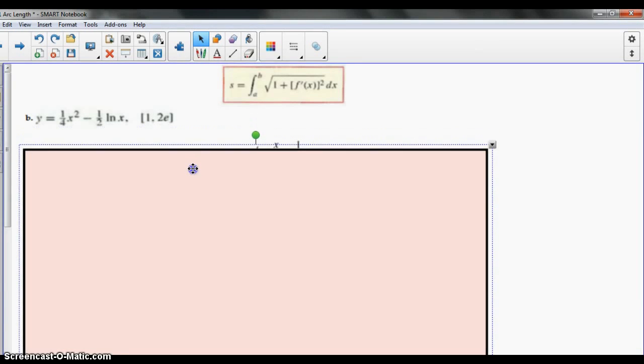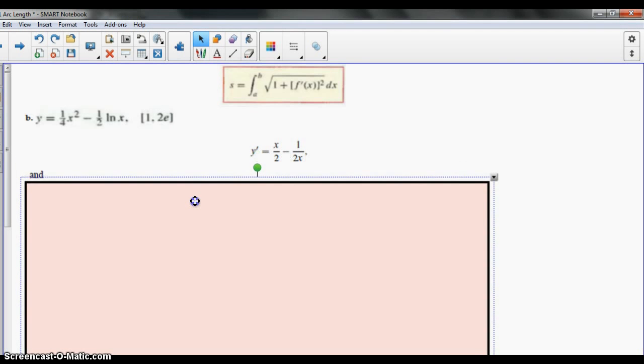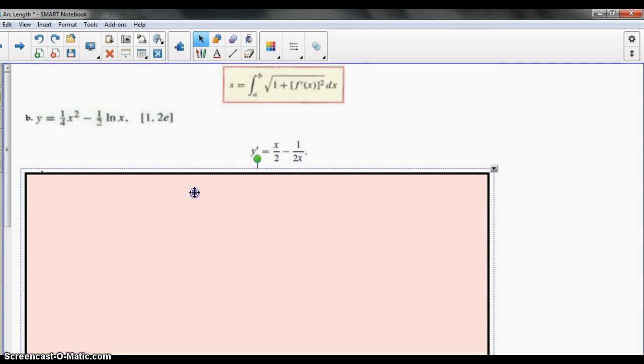So first, we'll calculate the derivative of the function, and that's by using the power rule for the first term, x over 2, and for the second term, simply take the ln x portion of it. Its derivative is 1 over x, multiply it by 1/2, and we have 1 over 2x. That's our first derivative. Next, in order to apply the formula correctly, we're going to square our first derivative and add 1 to it. So next, we will do exactly that.